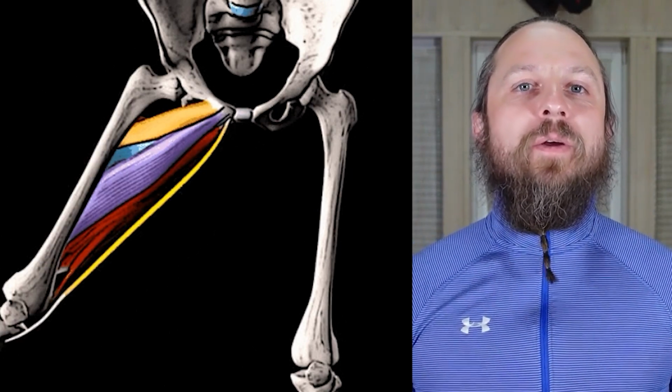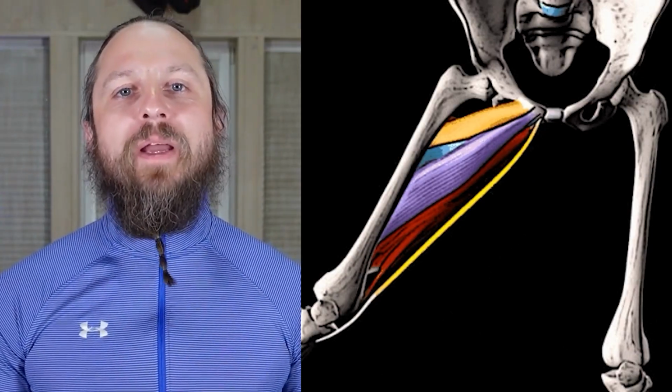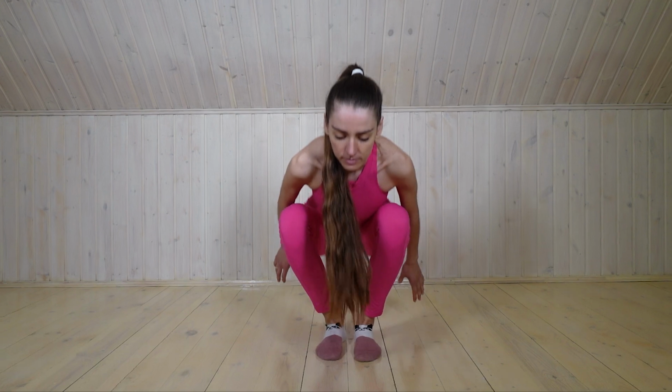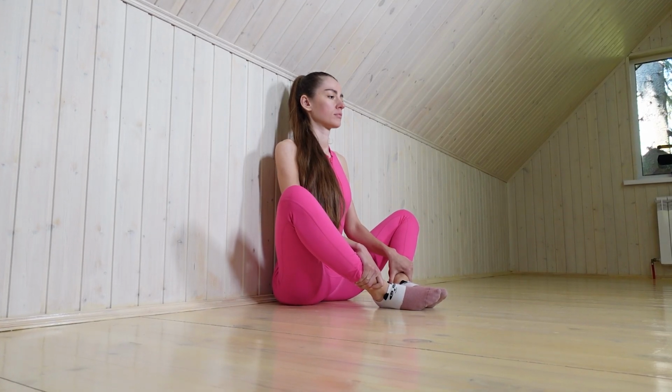Since the main function of all the medial thigh muscles is to adduct the thigh, they can be stretched by abducting the thigh. Sit on the floor, bend your knees, and bring your feet together. You can lean your back against the wall, grasp your feet with your hands, and bring them as close to the pelvis as possible. Try to lower your knees down as much as possible.